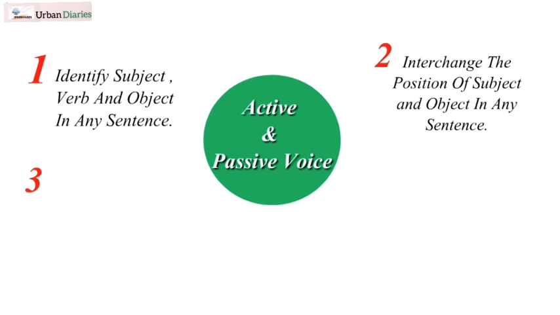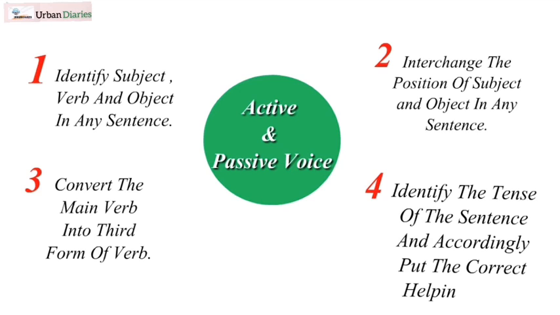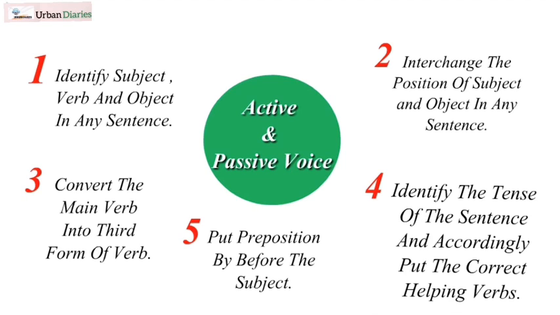Third is to convert the main verb into third form of verb. Fourth is to identify the tense of the sentence and accordingly put the correct helping verb. And at last, fifth, just to put a preposition by before the subject. Now let's take an example to understand all 5 steps in a sequence.